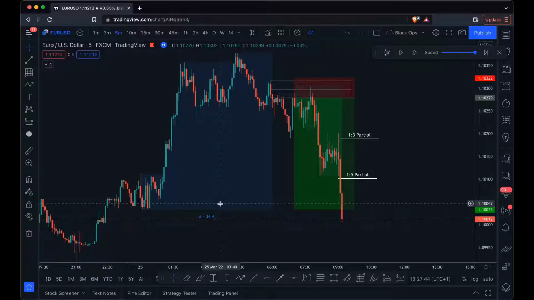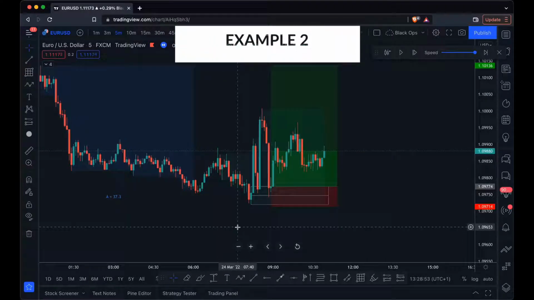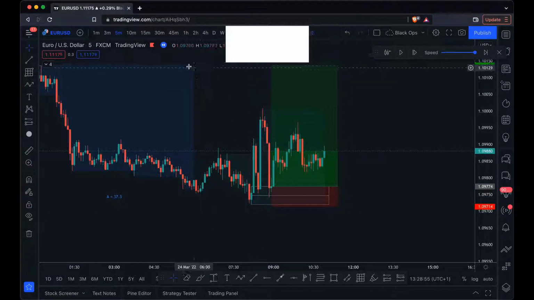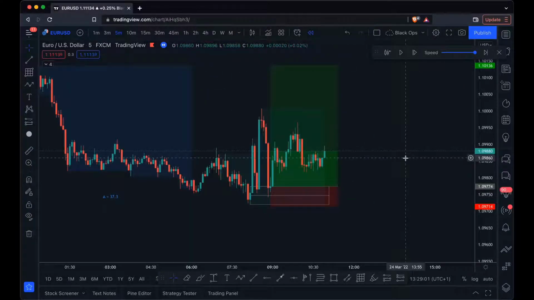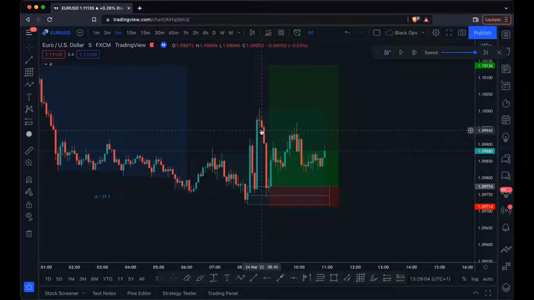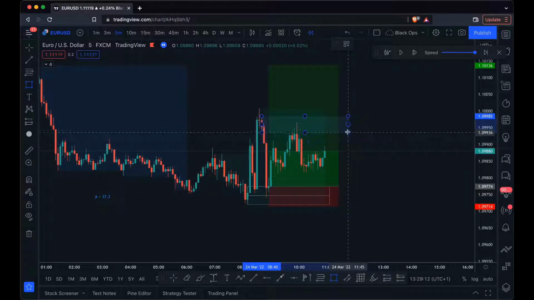So let's now go over an example where partials actually benefited us. Taking this position, what we'd be looking for is we'd want price to continue up to the Asian session high. Obviously we can see that at this point this doesn't happen, and we can also see we have a supply area over here. So this is something that we would be very cautious about when we're entering this position.